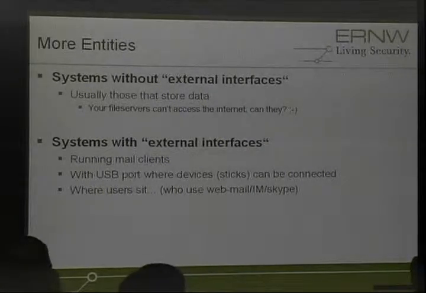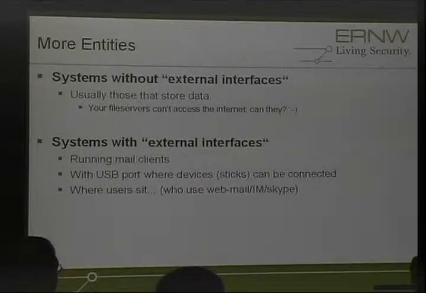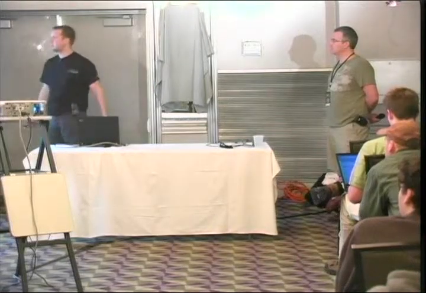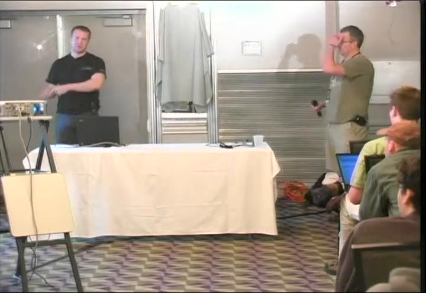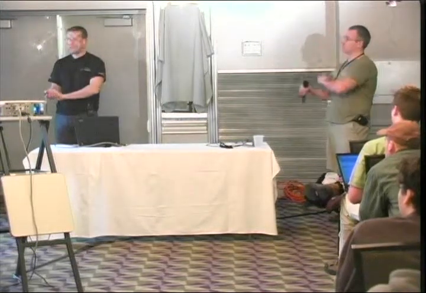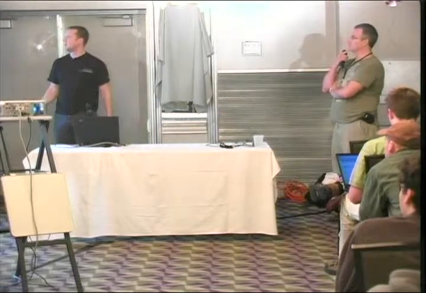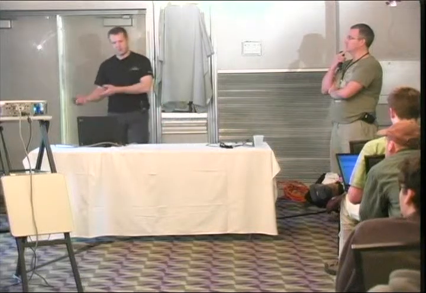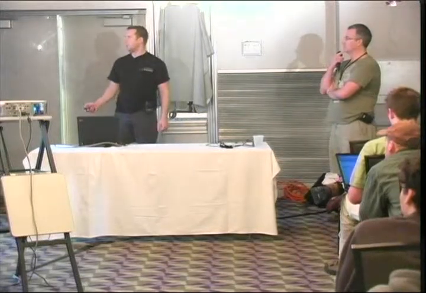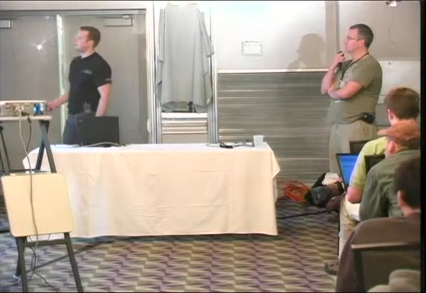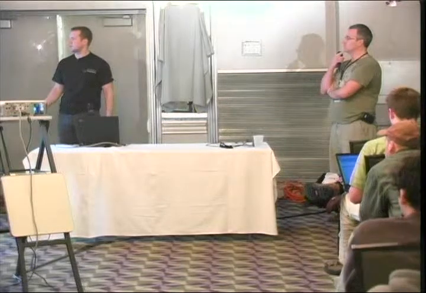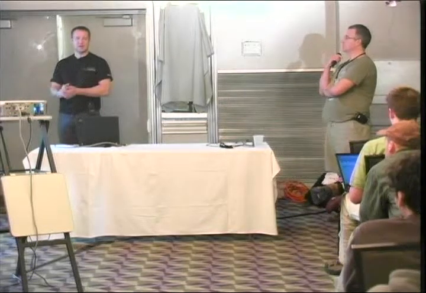So from these systems, data cannot leak by the classic leak methods: mail, browsing, or putting it to external storage. And there are systems that have external interfaces: the endpoints, desktops, where mail clients are running, where you have USB ports, where your users sit, who might use webmail, might use Skype and stuff, so untrusted stuff on the workstations. And I mean, it's users, so they can make mistakes. That's human.